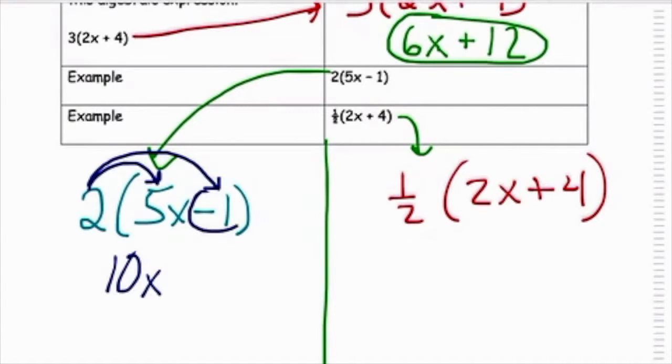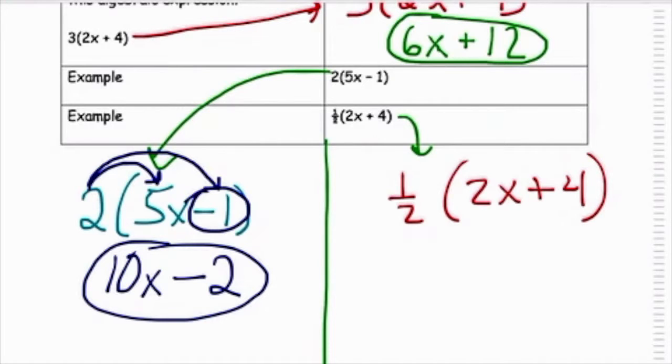Yes, I'm treating this like a negative 1. That's going to help me later on when I explain part D. And 2 times negative 1 is negative, so minus 2. From there, I'm done. I cannot combine 10x minus 2. So that is my final answer. The last one here in red.